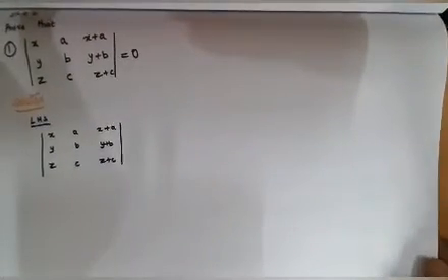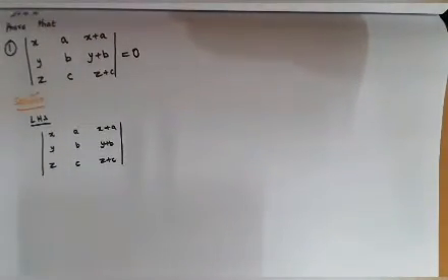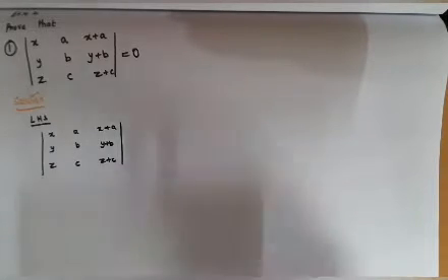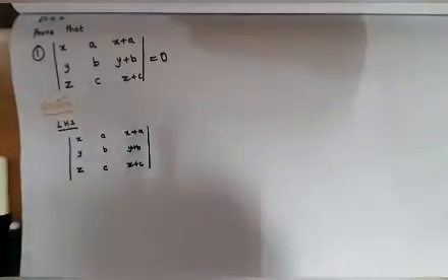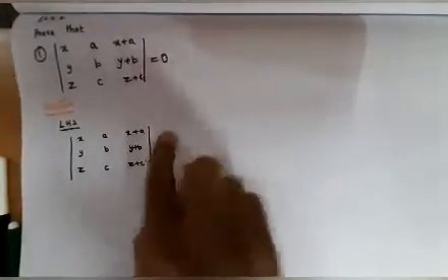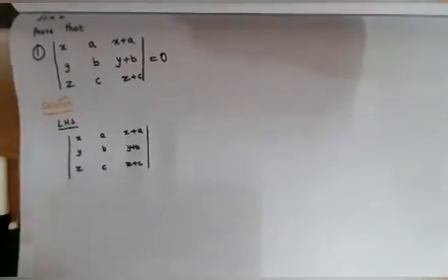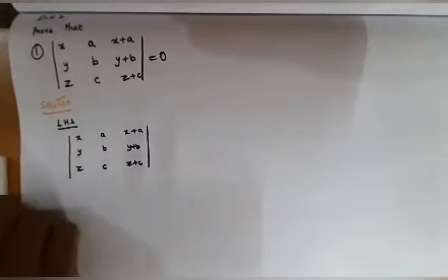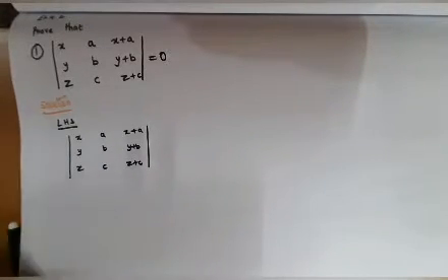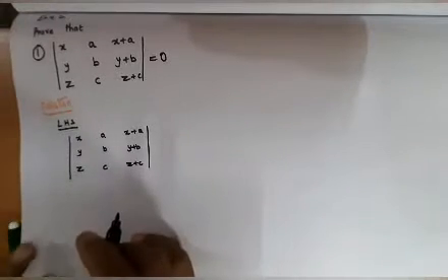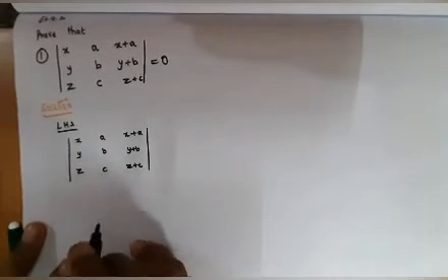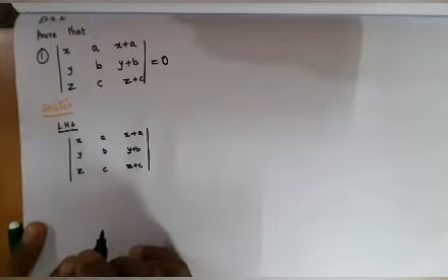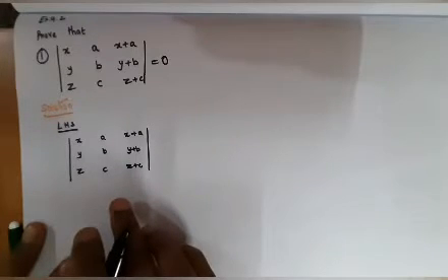In 4.2, the first sum we are going to see is the determinant of x plus a, y plus b, z plus c, and so on, equal to 0. I am going to prove the left hand side. Now I have to use property 5.